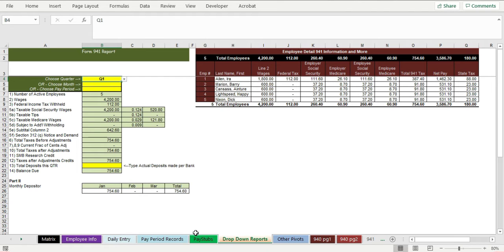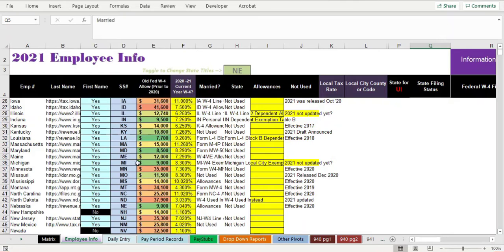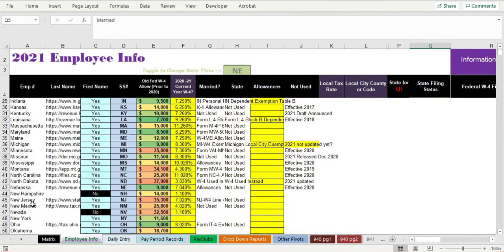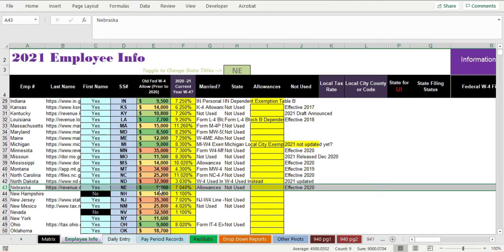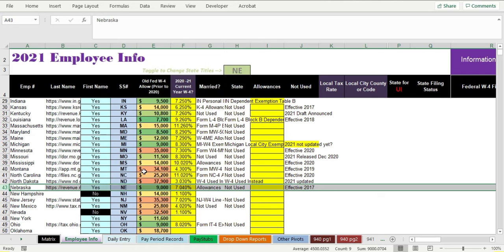So Nebraska's not that bad. I don't have any local taxes in Nebraska. And also I need to check to see if the Nebraska wage base has changed in 2021 above 9,000. That's what it was in 2020. We will find out. This is really effective 2017 that the rates haven't changed. It's been a long time. And they're not going to be changing them for 2021. I did look it up, so this should be good.